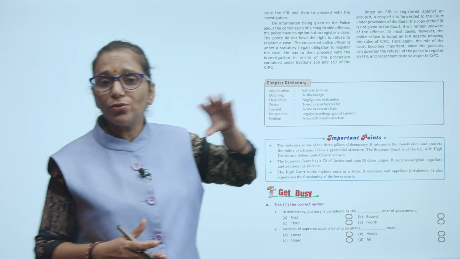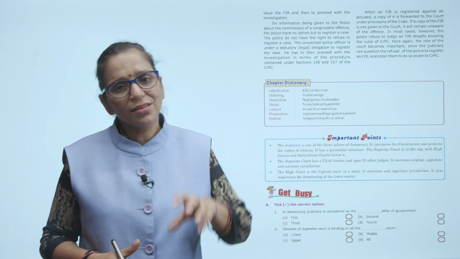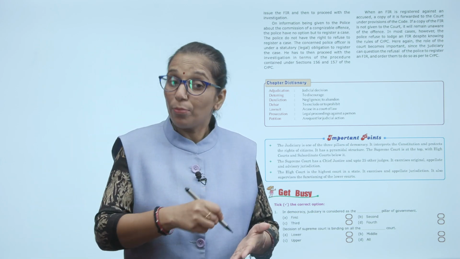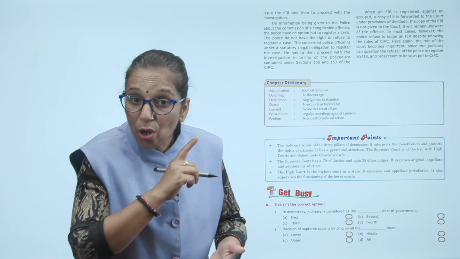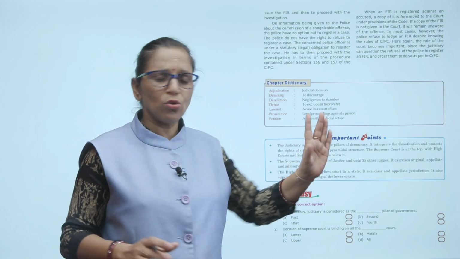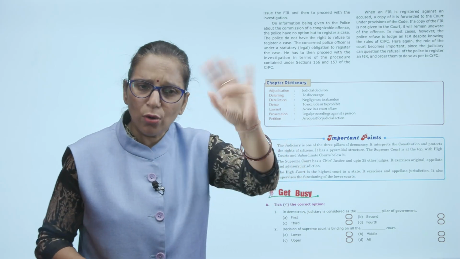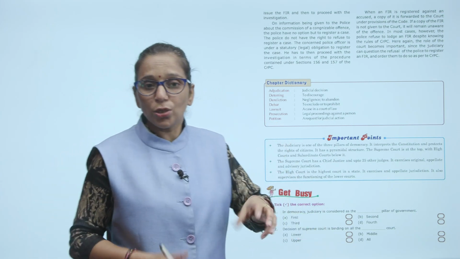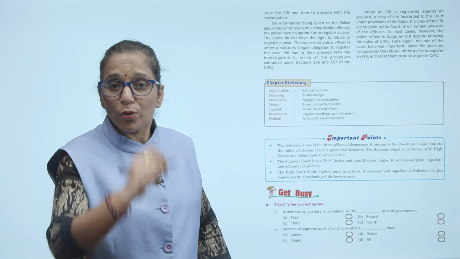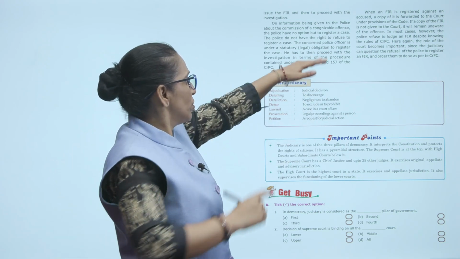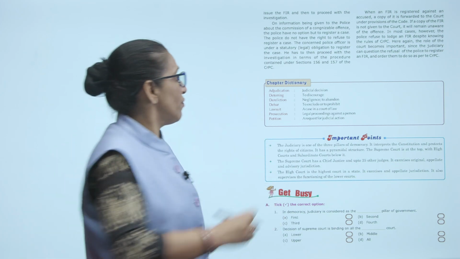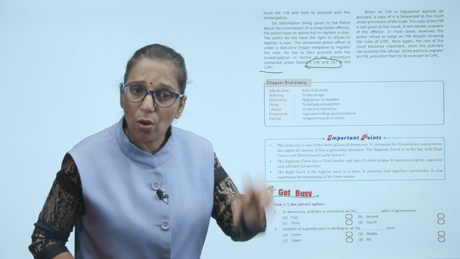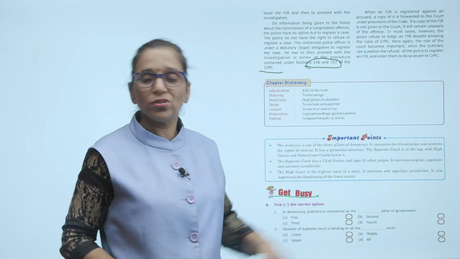On information being given to the police about the commission of a cognizable offence, the police have no option but to register the case. The police do not have the right to refuse to register the case, saying, "No, we will not write your FIR. We are not going to register your case." The concerned police officer is under a statutory obligation to register the case. He has to then proceed with the investigation also, in terms of the procedure contained under sections 157 and 156 of CrPC. Once the FIR is lodged and the case registered, the police have to start the investigation.